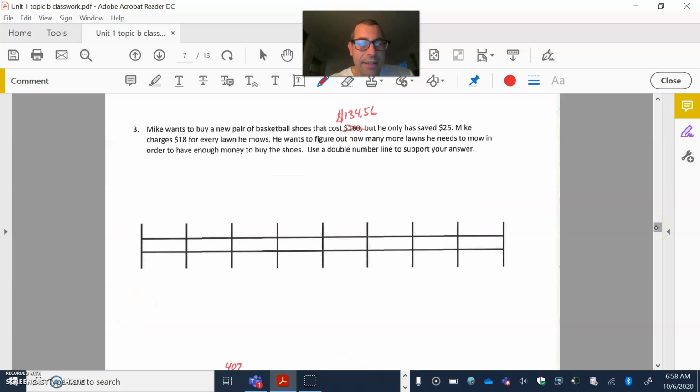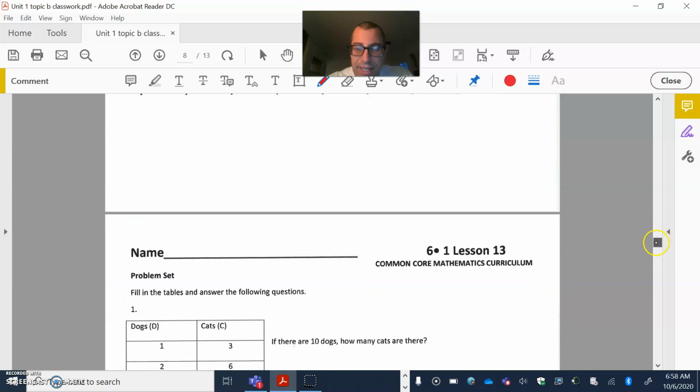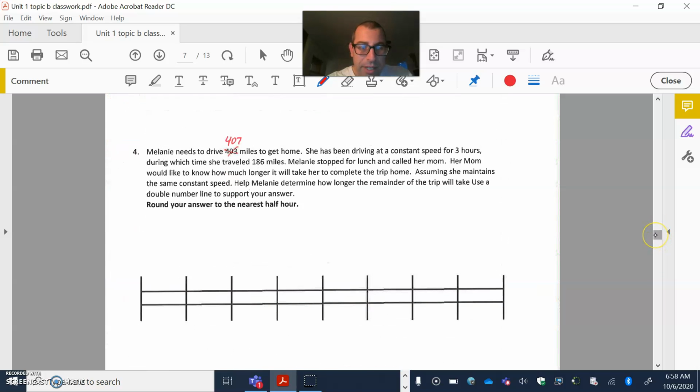All right, and here we got Mike. He's charging $18 for every lawn he mows. So we've got the $18, all right, for every lawn that he mows. So it's $18 for the one lawn. And then the last one we're looking at here. Oop, yep, here we go, Melanie. All right. She's driving at constant speed for 3 hours, in which time she has 186 miles.